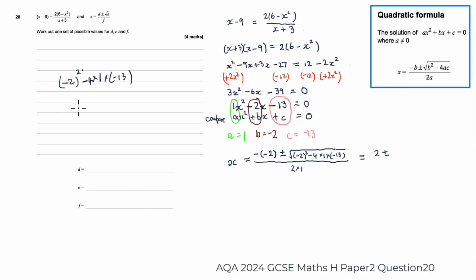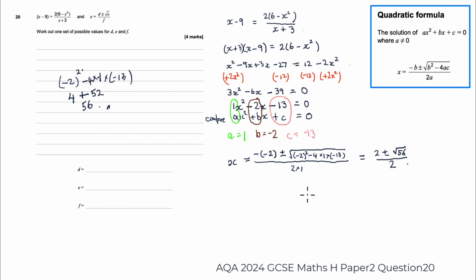So negative 2 times negative 2 is positive 4. For this second term, negative times a negative will be positive. And 4 times 1 times the 13 is 52. And 4 plus 52 is 56. So that's 2 plus or minus the square root of 56 all over 2 times 1, which is 2.